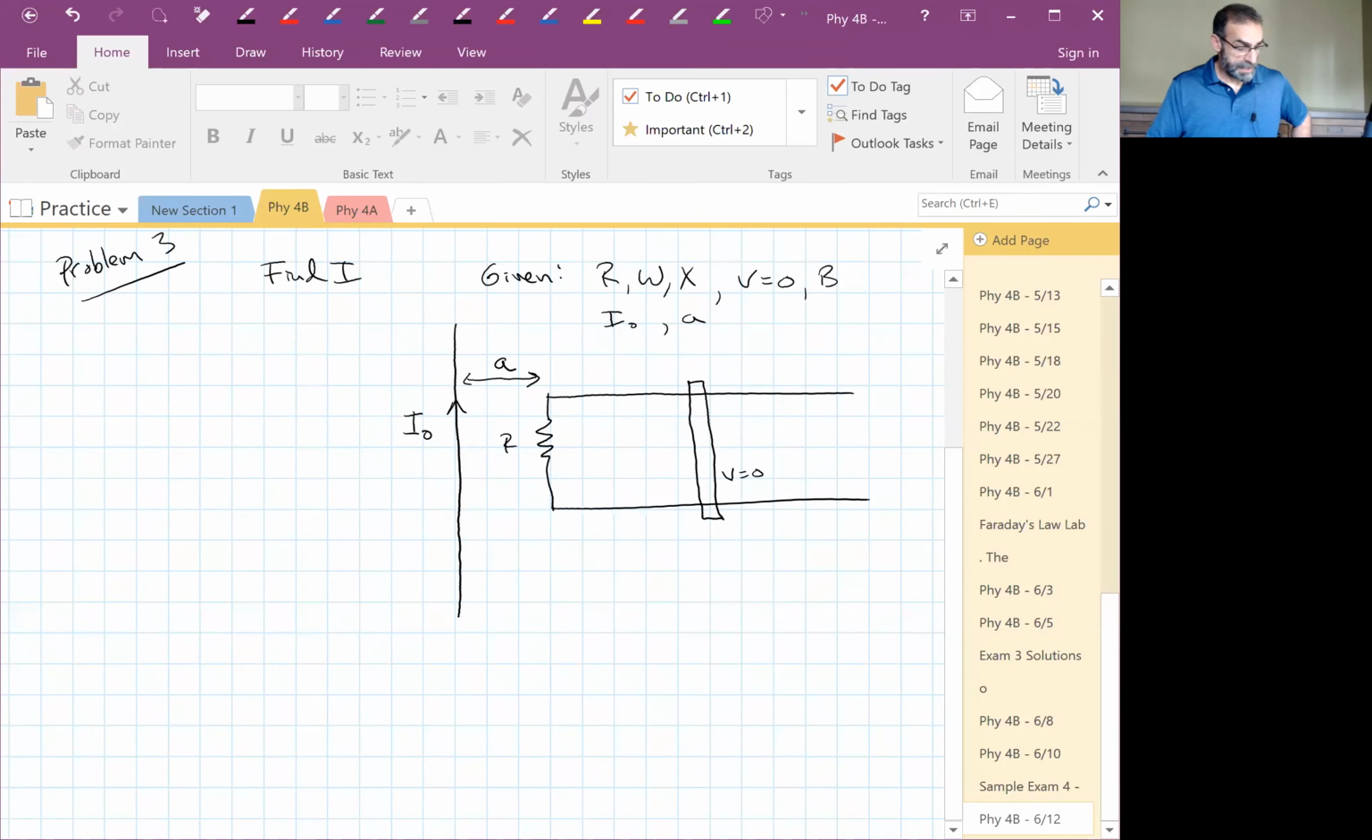What direction is the magnetic field in our loop of wire? Out of the page on the left, and into the page on the right.